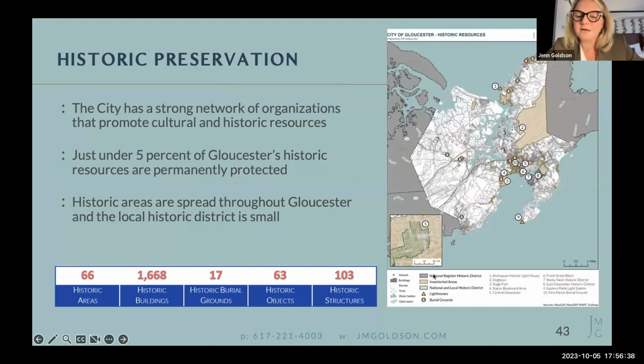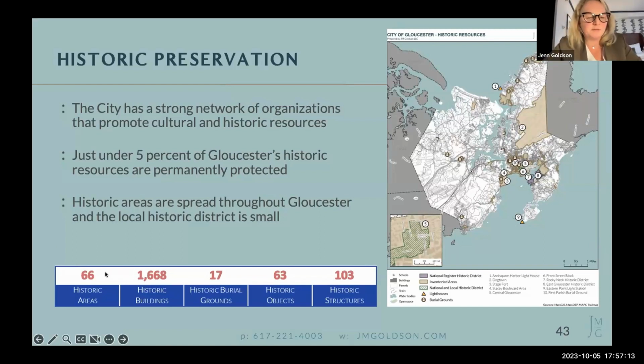So we have National Register Historic District, which really just protects from state and federally funded projects, but it really doesn't inhibit a property owner or the town for that matter. But it does provide some tax incentives, so we can't overlook that for income generating uses. We have inventoried areas in the brown. We have national and local historic districts. We also show your lighthouses and burial grounds on this. And then we show you these different neighborhood or area resources that we've called out.